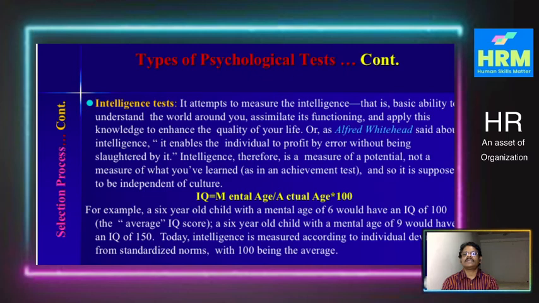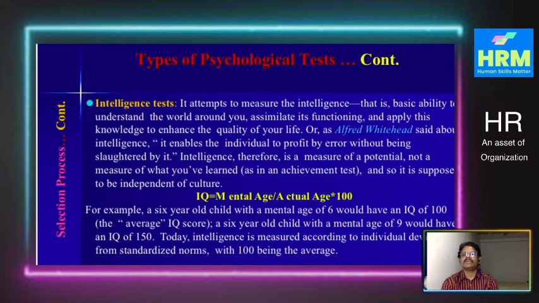So the intellectual test attempts to measure the intellectuality of the individual. It is based on the ability to understand the world around us, and to apply this knowledge to enhance the quality of life. As Wechsler said about intelligence, it enables the individual to profit by error without being slaughtered by it. Intelligence, therefore, is a measure of your potential, not a measure of what you have learned as in an achievement test. And it is supposed to be independent of culture.